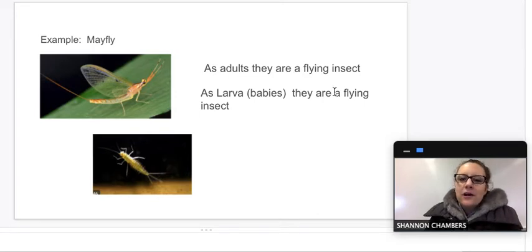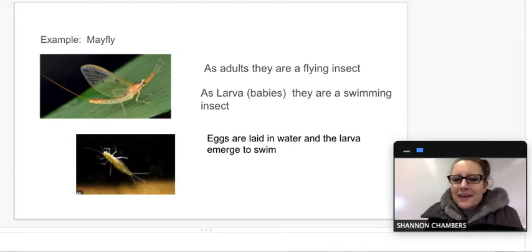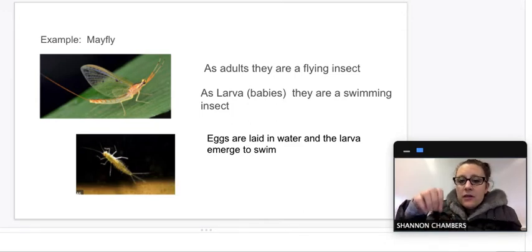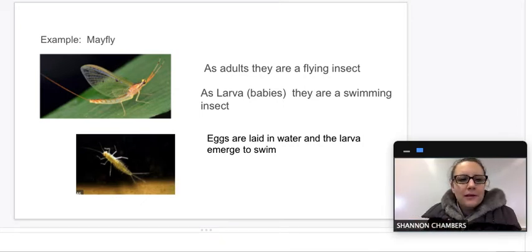And you can see, oh darn it, I wrote flying insects here. I meant to say swimming insects, sorry. As babies, they're swimming insects. And what happens is the adult lays their eggs in water, and then they will emerge and start to swim. And this is what they look like. They look just like this little creepy looking creature.